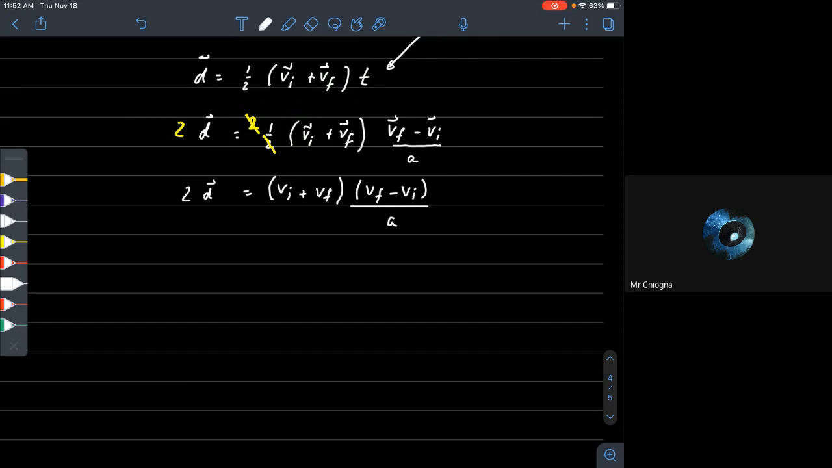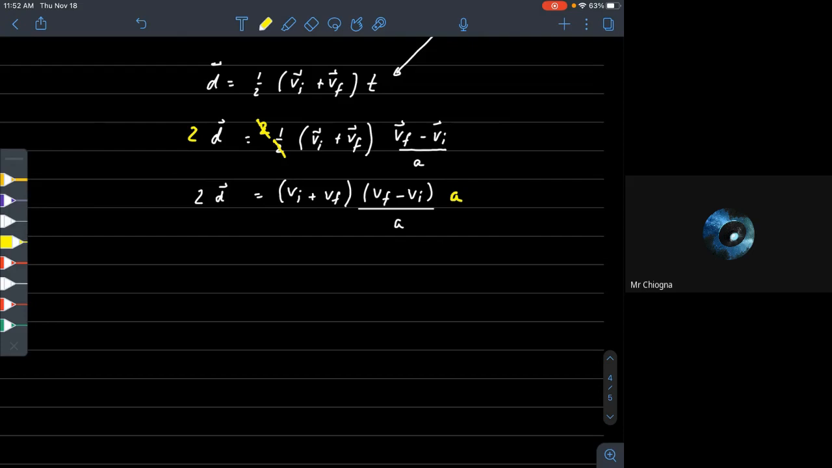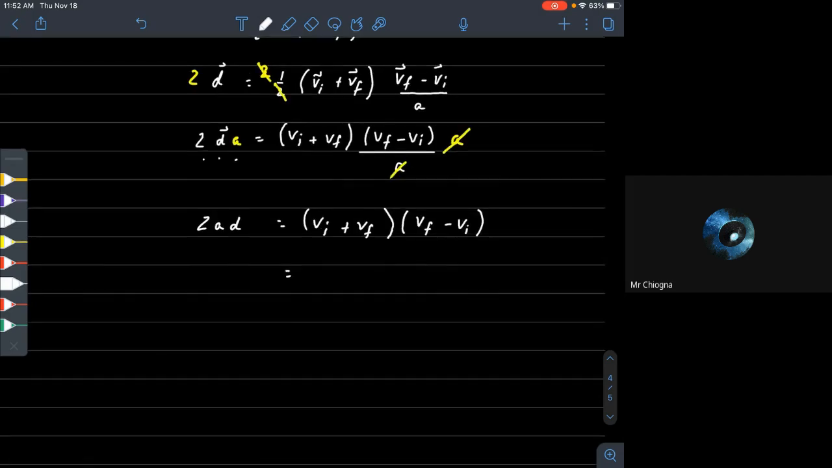Now multiply both sides by a. What happens to the a on the right? These are just numbers. I can put them in any order I want. I'm going to put the a in the middle. Almost done. Now multiply this through.